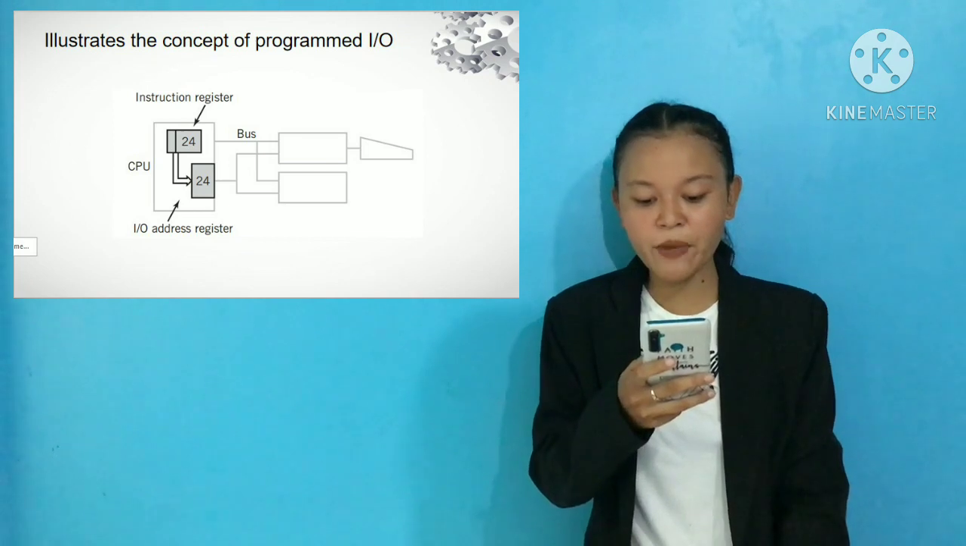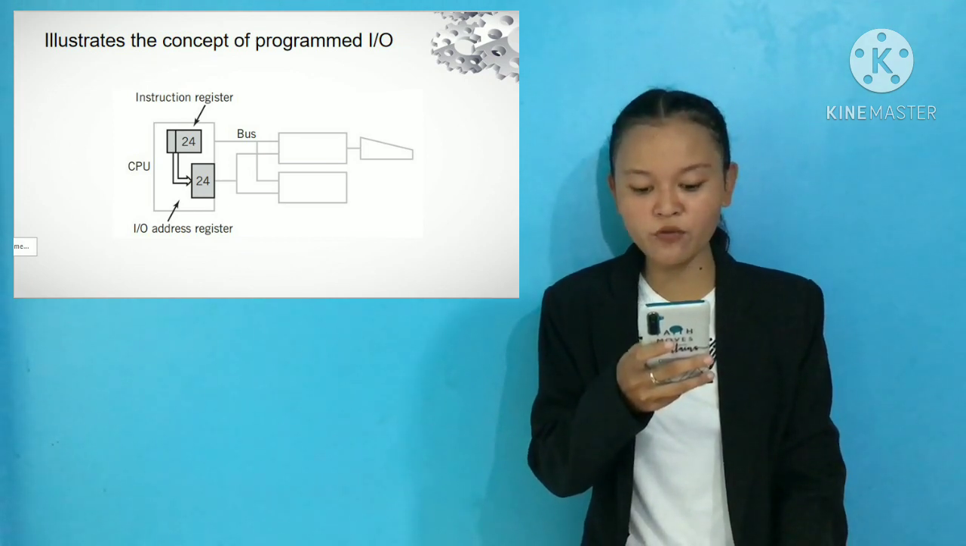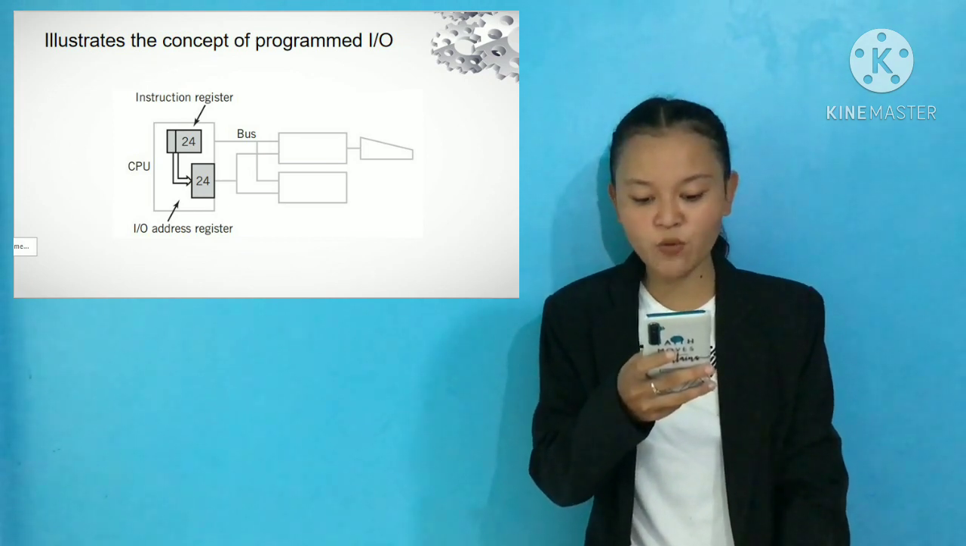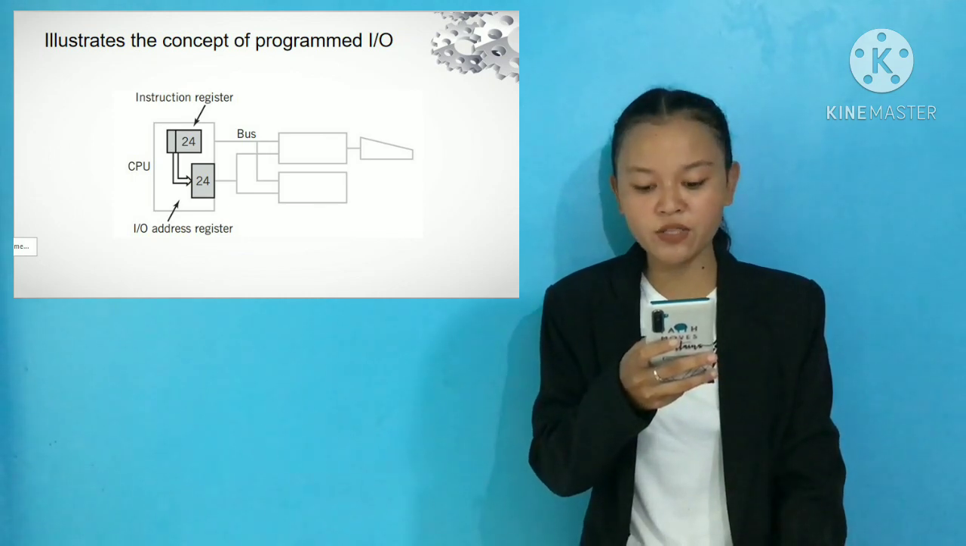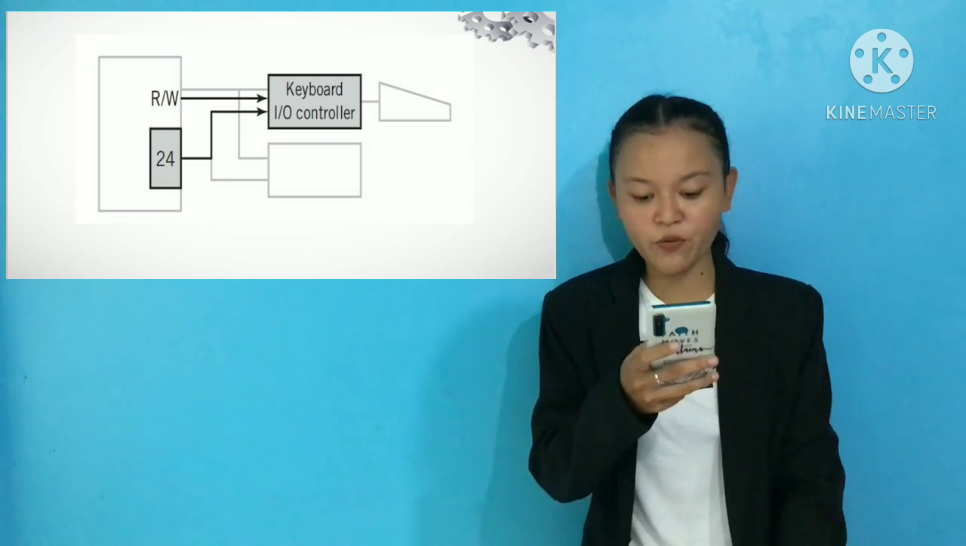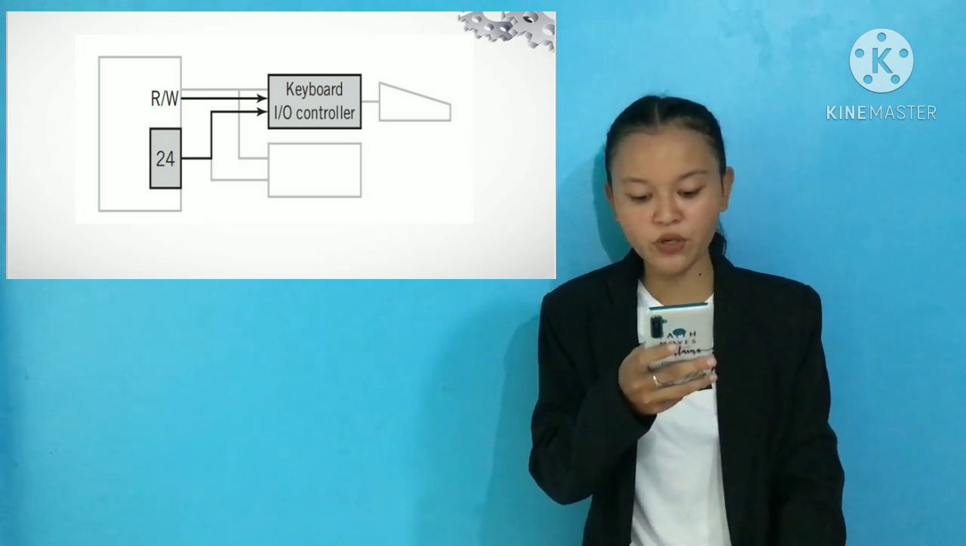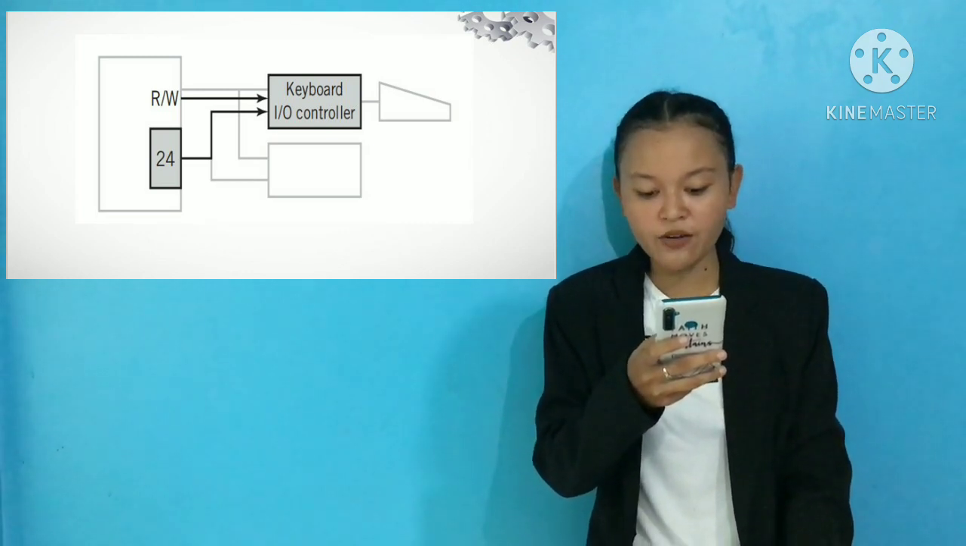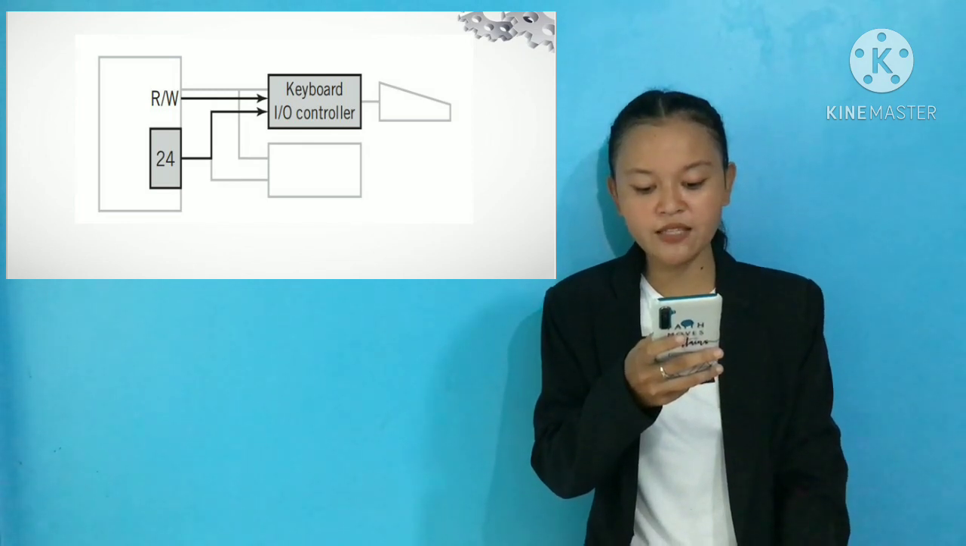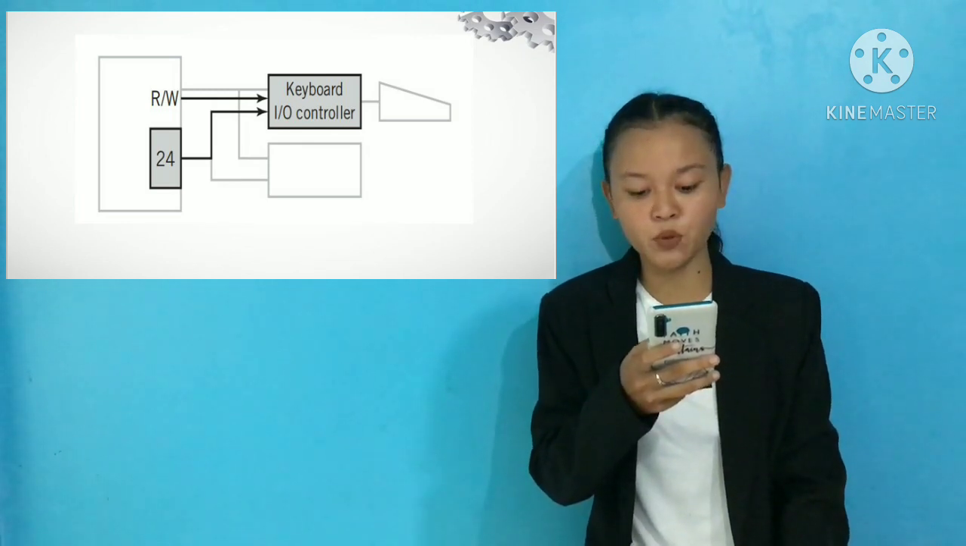Illustration of the concept of program I/O. First, the CPU executes an input 24 instruction. Address 24 is copied to the I/O address register. Second, address 24 is recognized by the keyboard I/O controller. A read or write control line indicates that the instruction is an input.